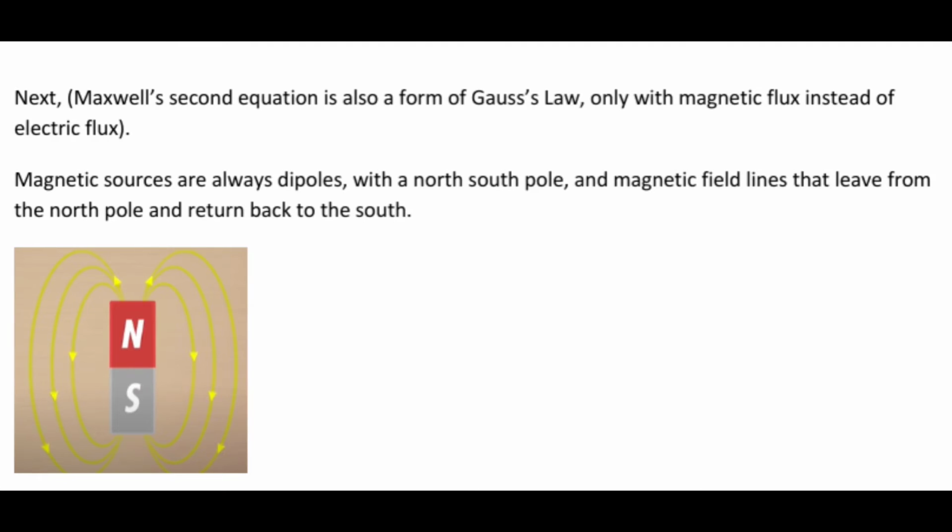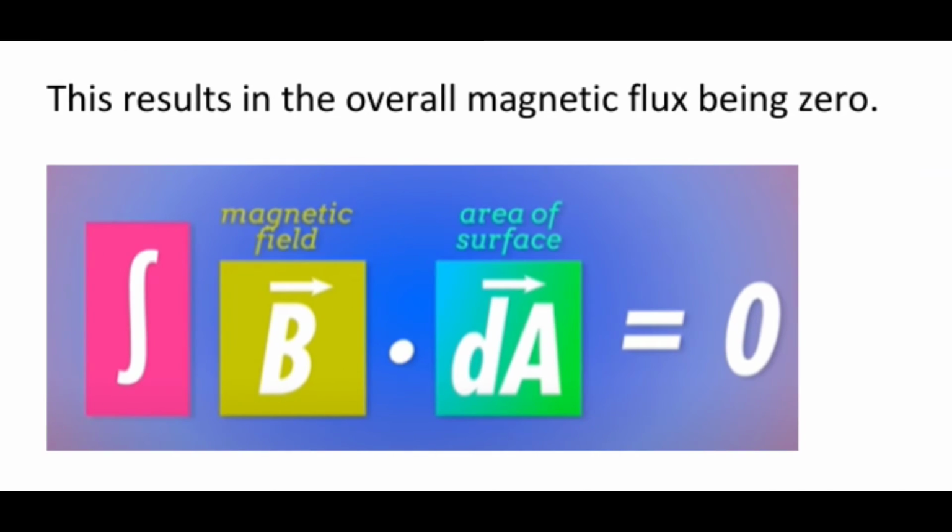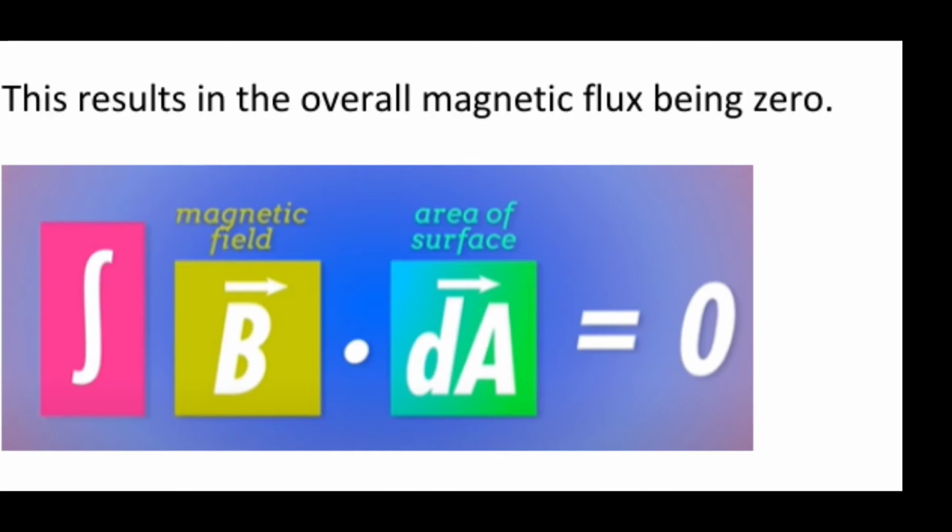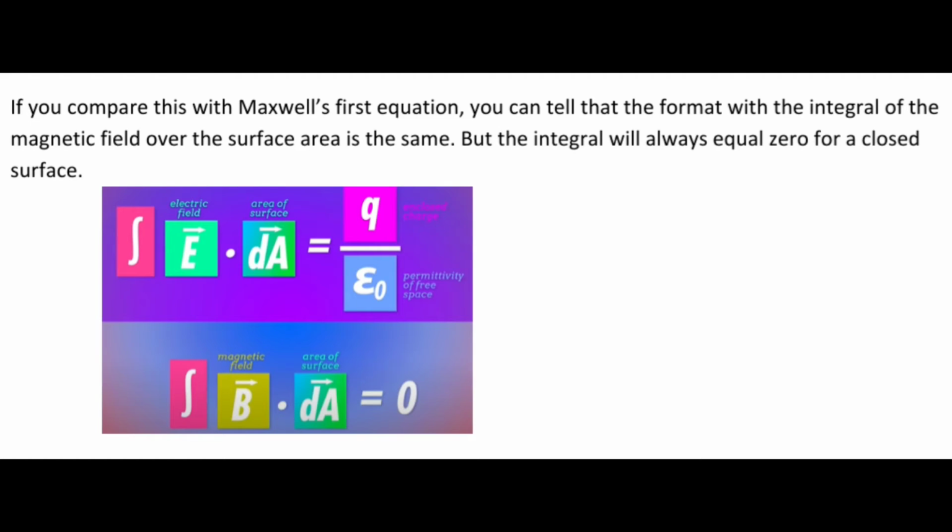Next, Maxwell's second equation is also a form of Gauss's law, only for magnetic flux instead of electric flux. Magnetic sources are always dipoles with a north and south pole, and magnetic field lines leave from the north pole and return back to the south. This results in the overall magnetic flux being zero. If you compare this with Maxwell's first equation, you can tell that the format, with the integral of the magnetic field over the surface area, is the same, but the integral will always equal zero for a closed surface.